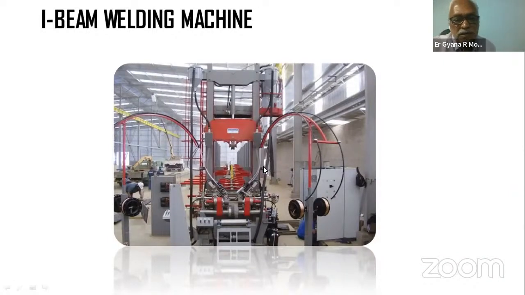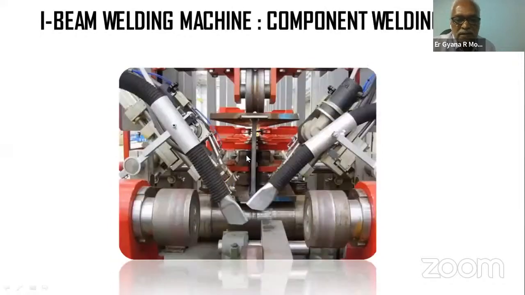This particular machine uses submerged power sources and submerged consumables. It is welded on both sides. Like this, the component comes in, and the welding is done on both sides. At the same time, all the distortions are straightened through straightening rolls which are immediately there. It has one advantage: when it is welded, the material is in a very hot condition, so straightening is easy and can be done with less power.